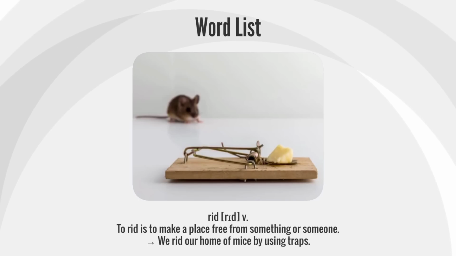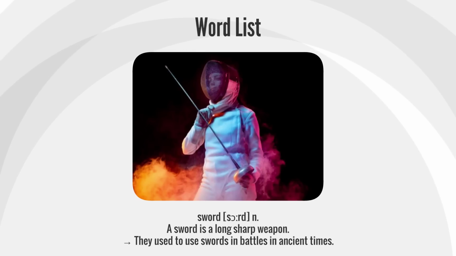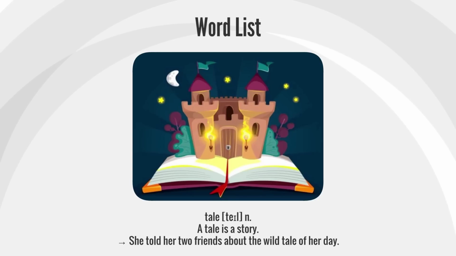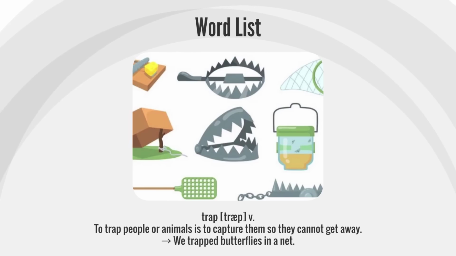Rid. To rid is to make a place free from something or someone. We rid our home of mice by using traps. Sword. A sword is a long, sharp weapon. They used to use swords in battles in ancient times. Tale. A tale is a story. She told her two friends about the wild tale of her day. Trap. To trap people or animals is to capture them so they cannot get away. We trapped butterflies in a net.